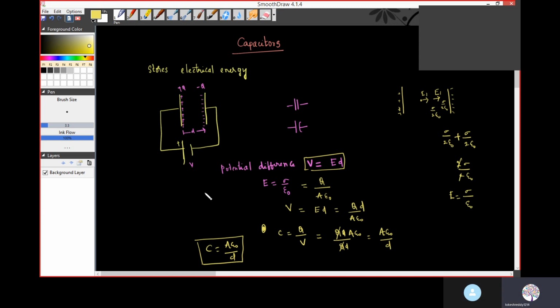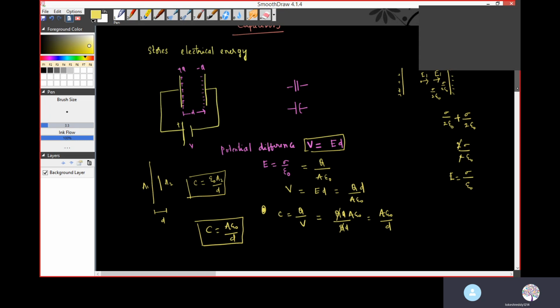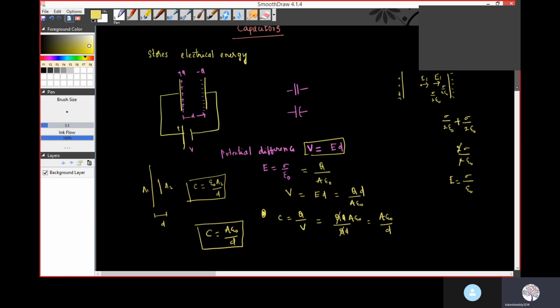Now here, see, if one of the plates is bigger and one of the plates is smaller, let us take this as A1 and this as A2. The distance between them is D. Then the capacitance of this is equal to epsilon naught A2 by D. Whichever is smaller, that one we need to take. So this is for the parallel plate capacitor.